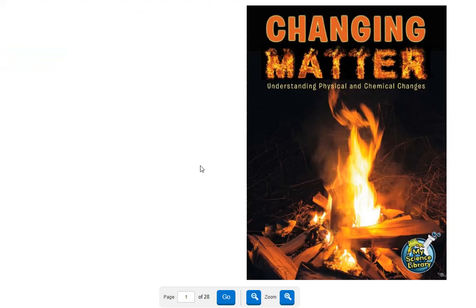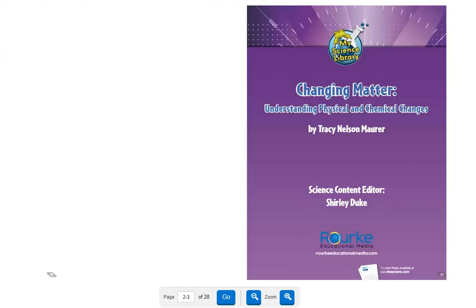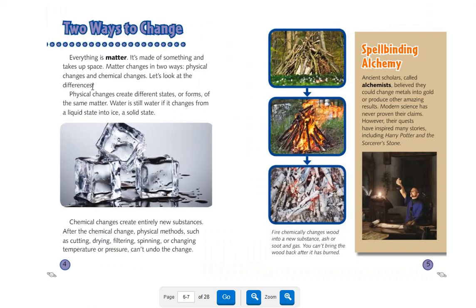So with that said, going straight into the ebook today. Starting here on page 4, two ways to change. Everything is matter. It's made of something and takes up space. Matter changes in two ways: physical changes and chemical changes. Let's look at the differences.